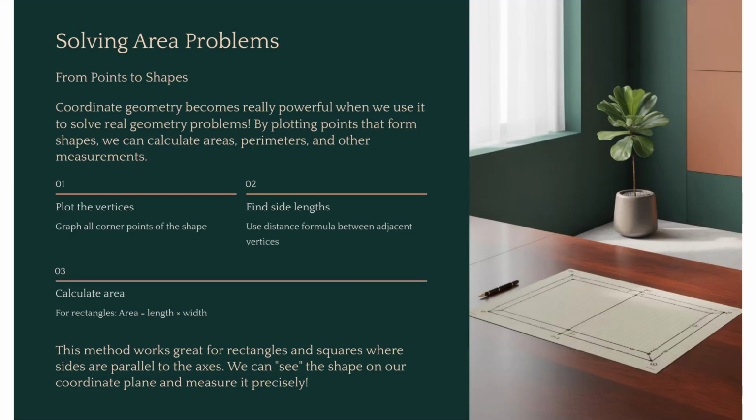The coordinate plane is an essential tool for solving geometry problems, like finding the area of a shape. If you have the vertices or corner points of a rectangle, you can use the distance formula to find the length and width of the sides. Once you have the length and width, you simply multiply them to find the area.